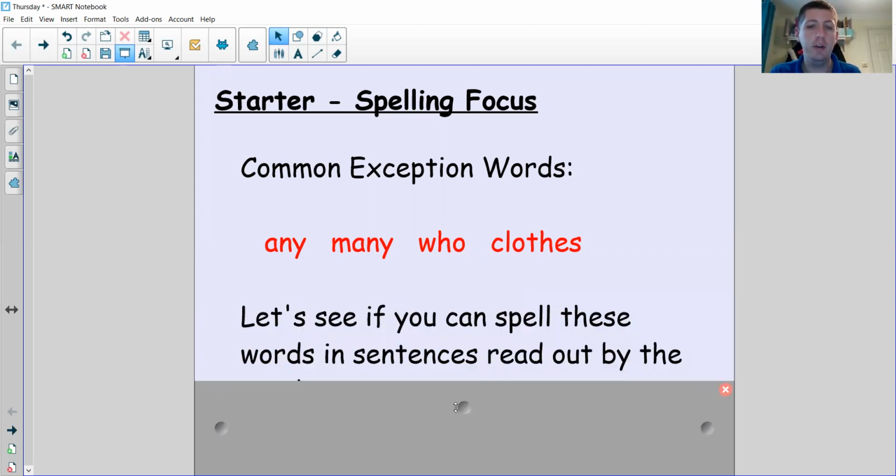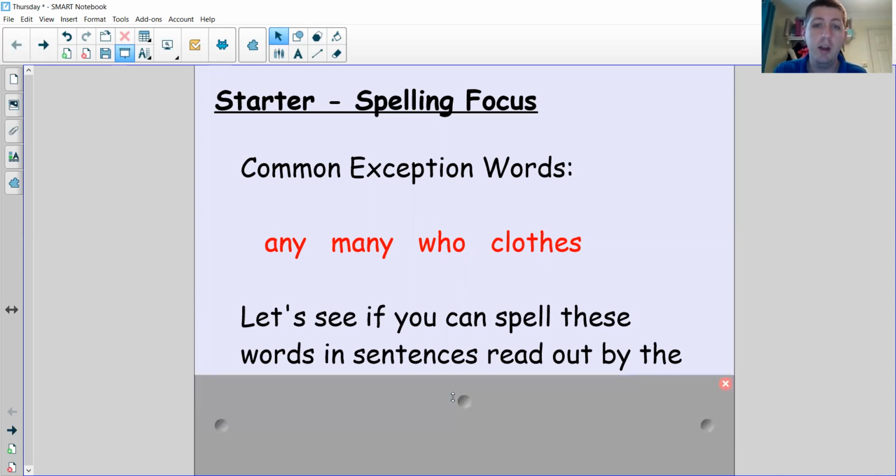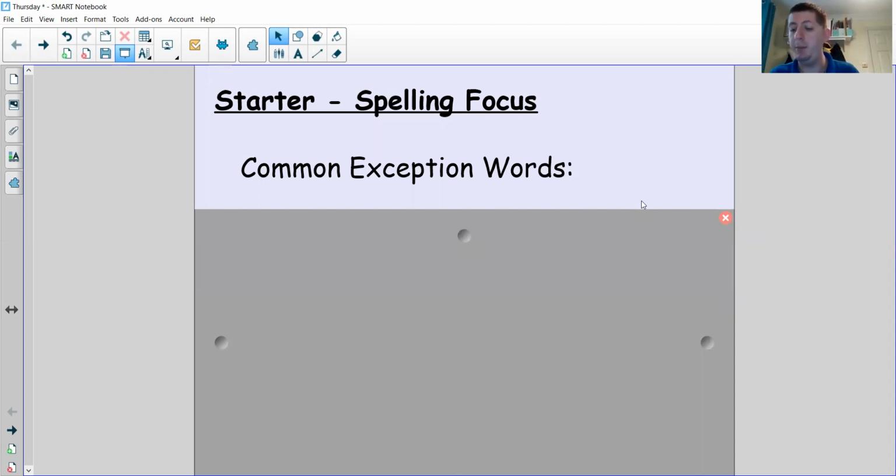I'd like to see if you can have a go at spelling out the words in some sentences, which I'm going to read out to you. So I'm going to cover those words up. I need you to grab a piece of paper and a pencil so you can get ready to write your sentences, and then we'll check together afterwards whether you've spelt those words correctly. Are you ready? So we're going to do 2 sentences. There's 2 of the common exception words in each sentence.